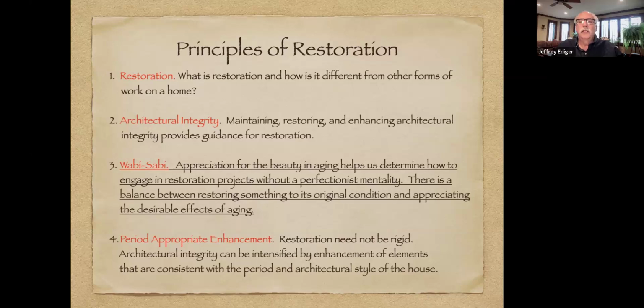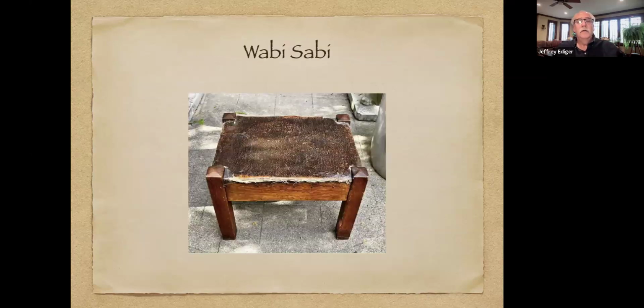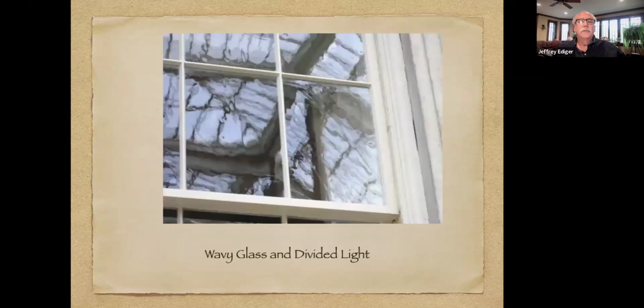Appreciation for the beauty in aging helps us determine how to engage in a restoration project without a perfectionist mentality. There's a balance between restoring something to its original condition and appreciating the desirable effects of aging. So they didn't try to make this new, but you can tell that stool has been taken care of.